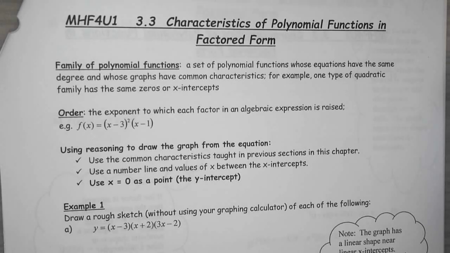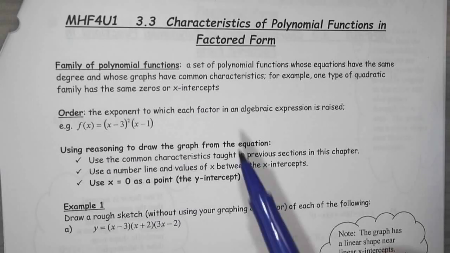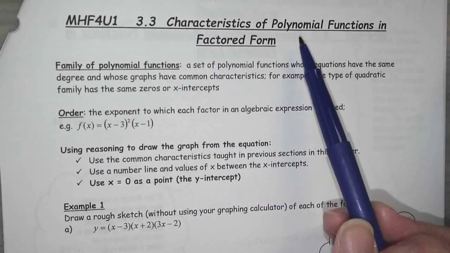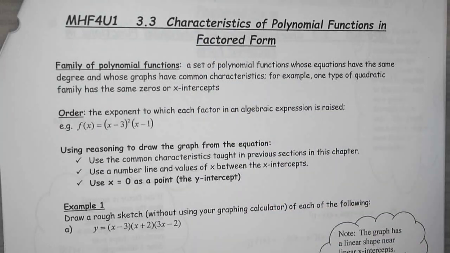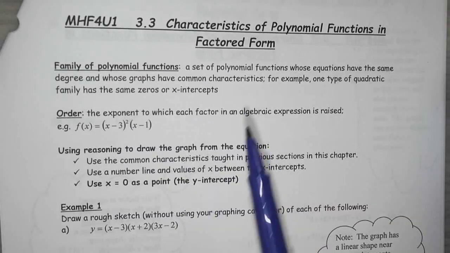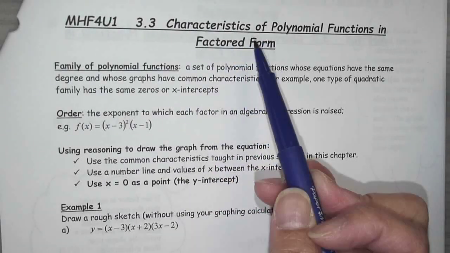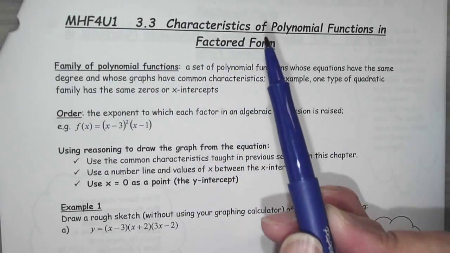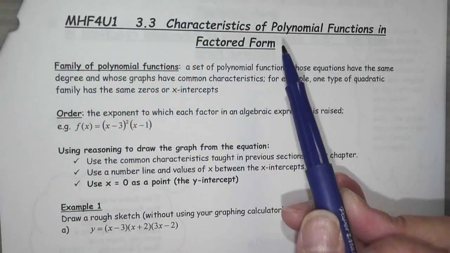Four characteristics of polynomial functions in factored form. So we already went over the characteristics in 3.2, right? Leading coefficient, degree, opening up, opening down. Roots, all that sort of, no, we're going to do roots now. So here we've done leading coefficient and degree, right? So we have odd, even, and that.